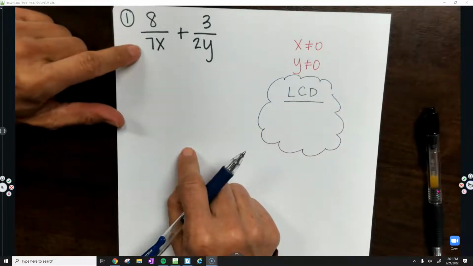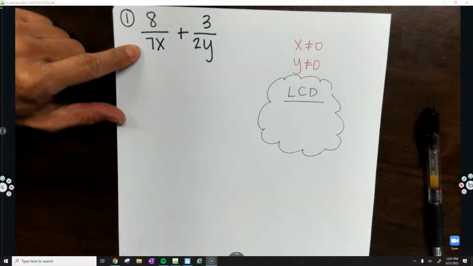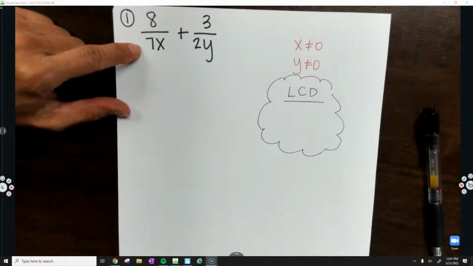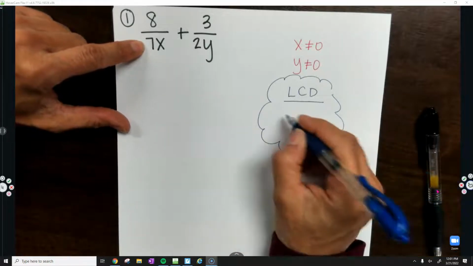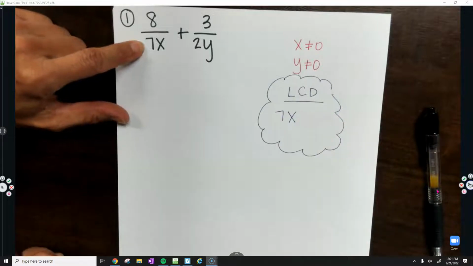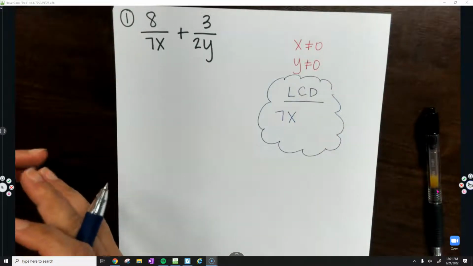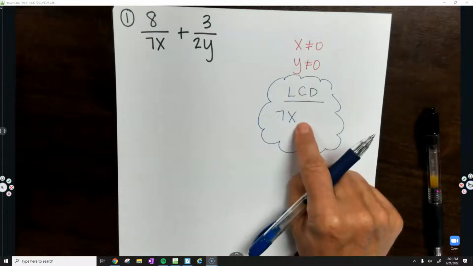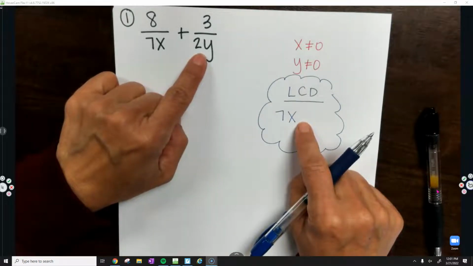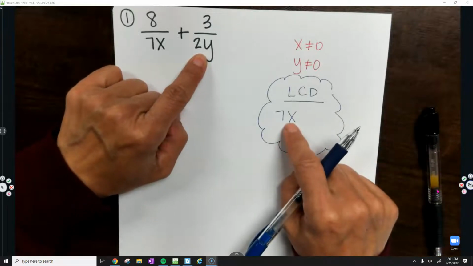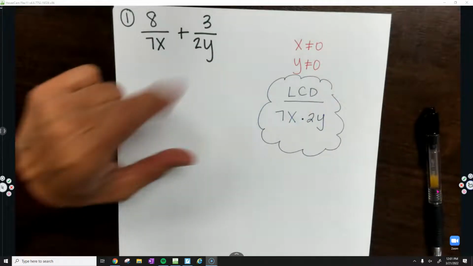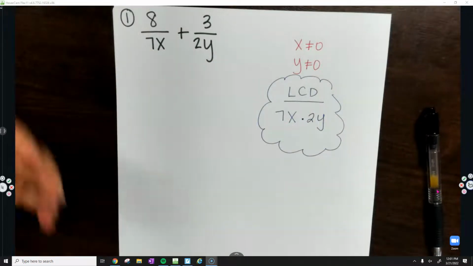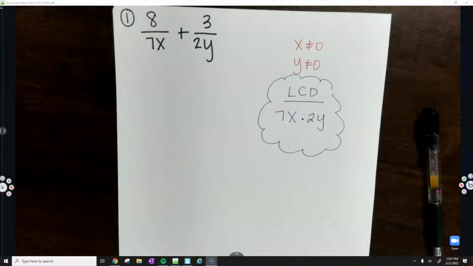So the way that you do this, if you follow this process, you'll get the LCD right every time. You copy the first denominator. The first denominator is 7x. And then you go to the next fraction and you write what you have not written in this bubble yet. The next fraction is a 2y. I haven't written a 2 or a y, so I'm going to write that. And remember, everything's being multiplied together. So what's our least common denominator? 14xy, y'all. That's what our LCD is.